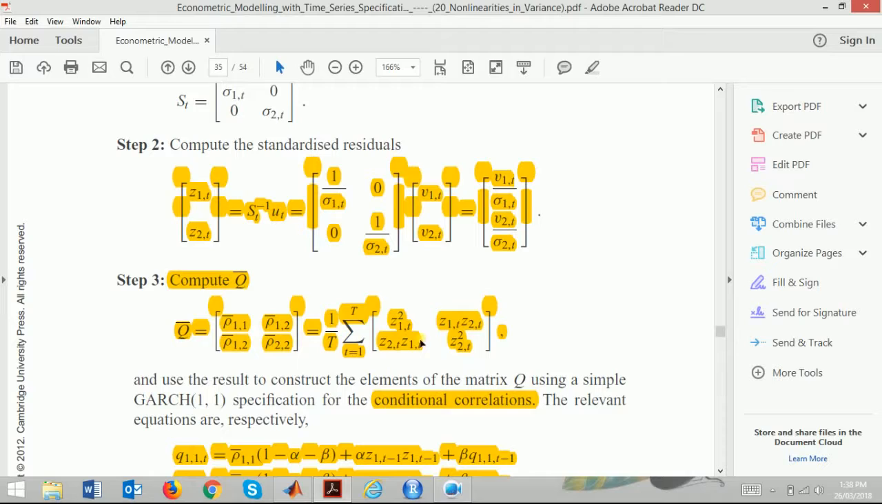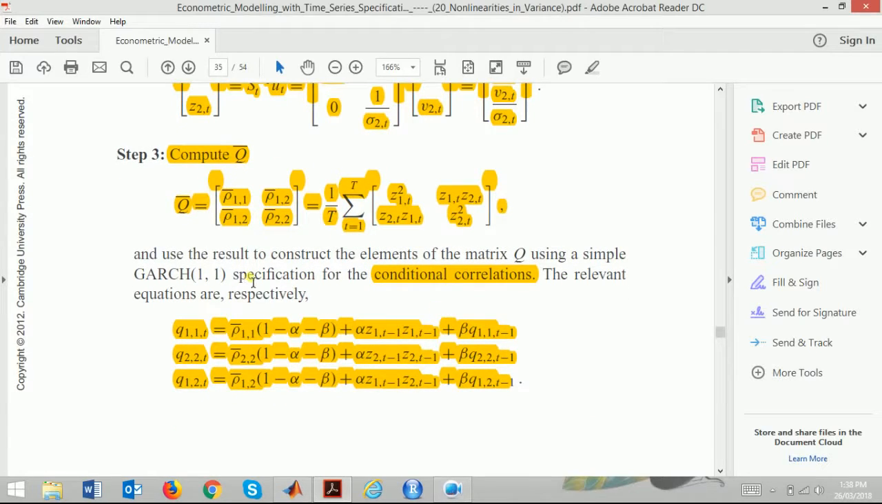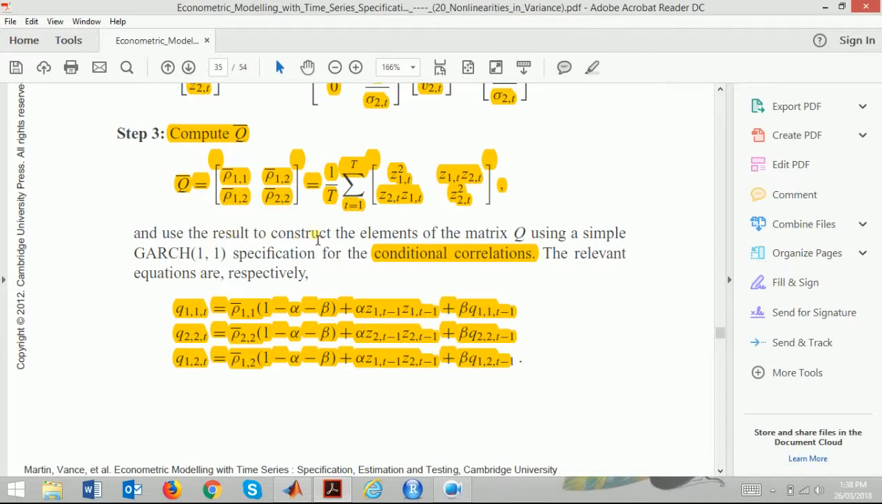Then we compute Q, which is the correlations of 1,1, 1,2, 2,1, 2,2, coming from the residuals. So we actually multiply them together, right? Z1, Z2, if you have 2 of them, how can you make a matrix? Probably you do ZZ transpose, and that gives you the conditional covariance. So Z2 squared, this one multiplied by this one, for t equals 1 to T, and then you have conditional correlation.